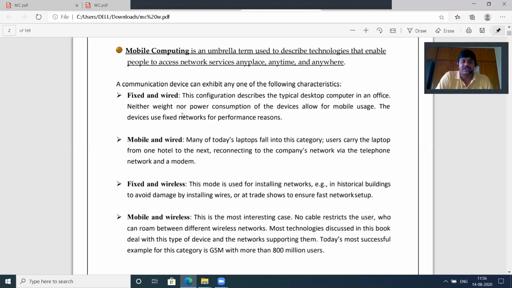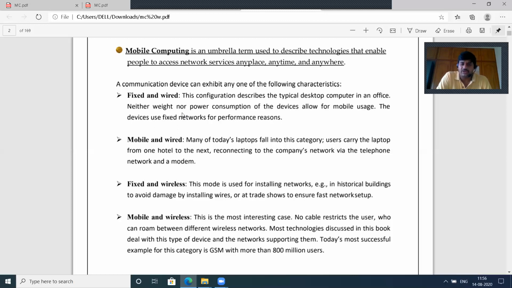Now coming to the last characteristic, mobile and wireless. This is our topic. This is the main subject of mobile computing, mobile and wireless. This is the most interesting case.